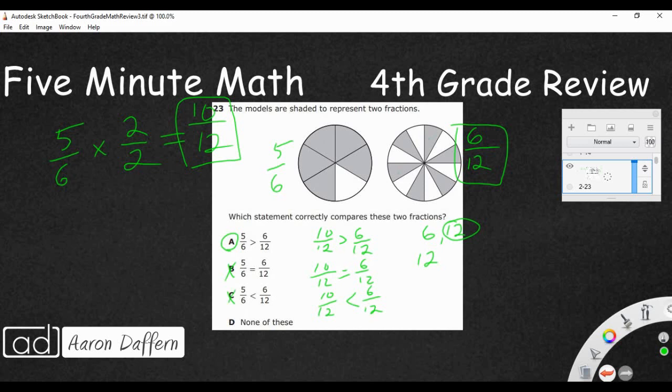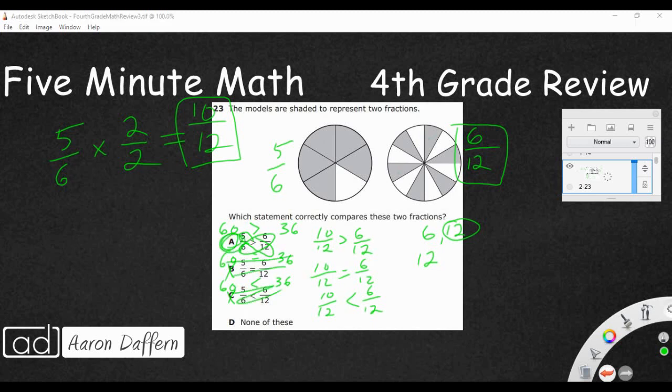Let's check our butterfly method, make sure we have this correct. 5 times 12 is 60. 6 times 6 is 36. So we're going to say 60 is greater than 36. Correct. We're not going to say 60 is equal to 36, and we're definitely not going to say 60 is less than 36. So our answer here is A.